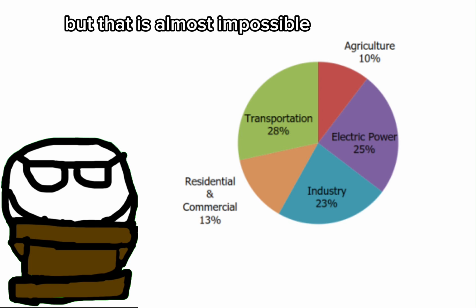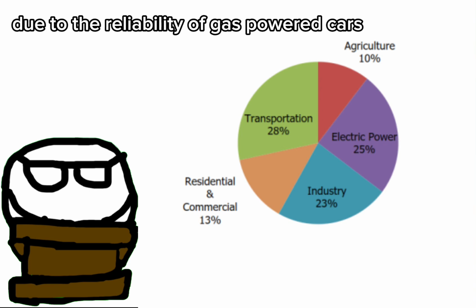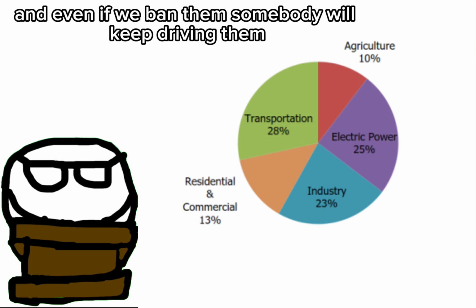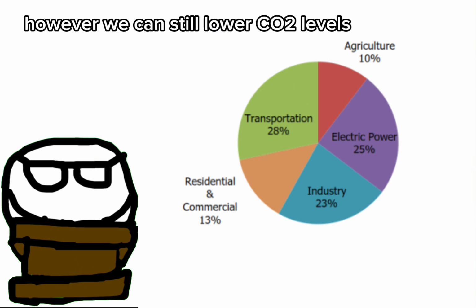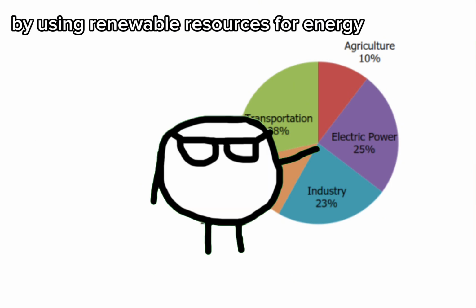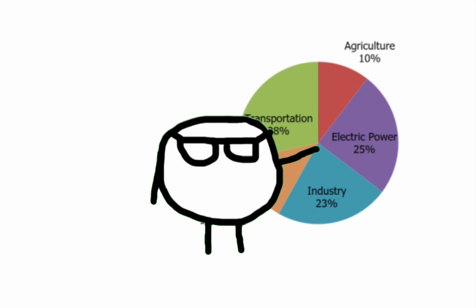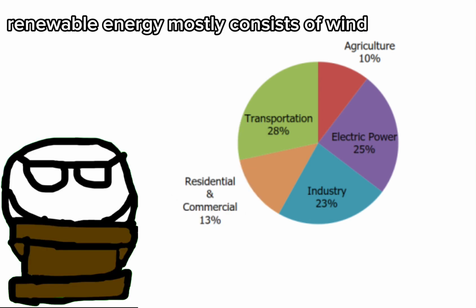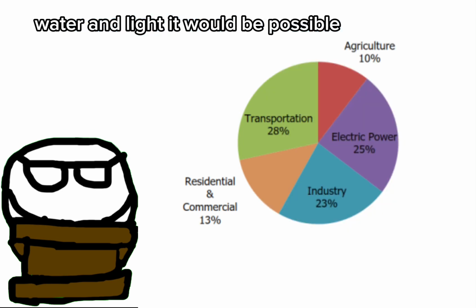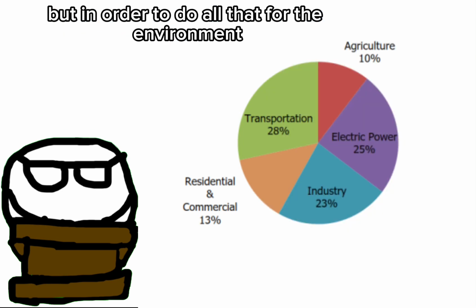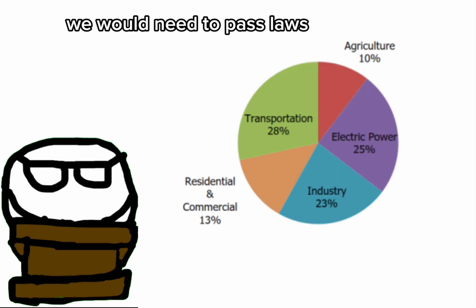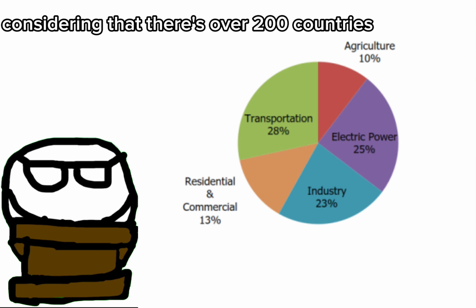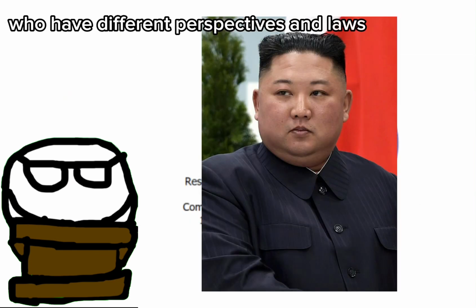But that is almost impossible due to the reliability of gas-powered cars, and even if we ban them, somebody will keep driving them. However, we can still lower CO2 levels by using renewable resources for energy instead of using fossil fuels. Renewable energy mostly consists of wind, water, and light. It'll be possible, but in order to do all that for the environment, we would need to pass laws. And that's not even considering that there's over 200 countries who have different perspectives and laws.